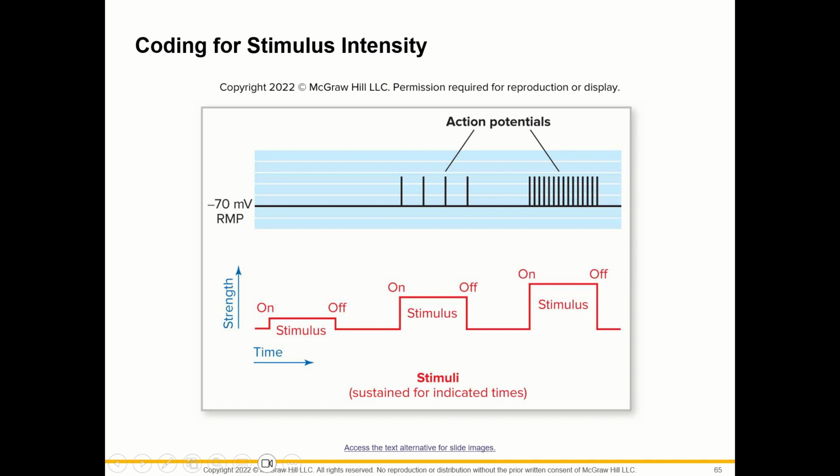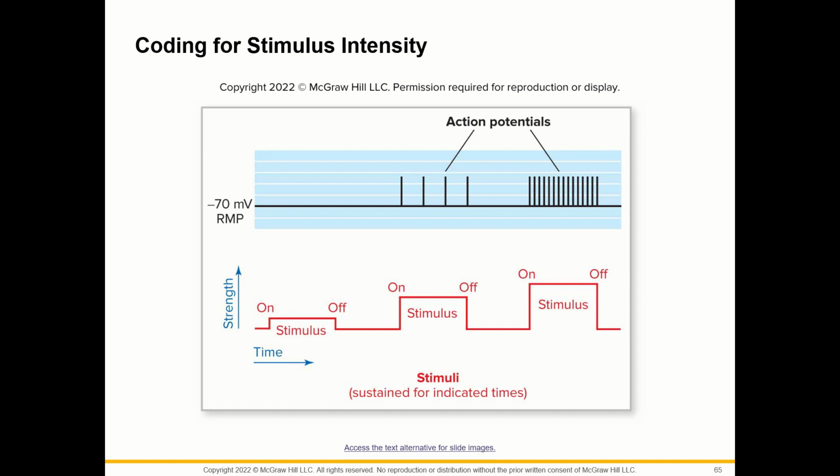So I always think about it like, if you're not going to reach threshold, then it's silent, right? If it's kind of weak and you're going to get a few action potentials, we can kind of clap to the frequency there in the center. 1, 2, 3, 4. But then if the stimulus is really strong, we see 1, 2, 3, 4, 5, 6, 7, 8, 9, 10, 11, 12. And so that's going to stimulate more neurons.